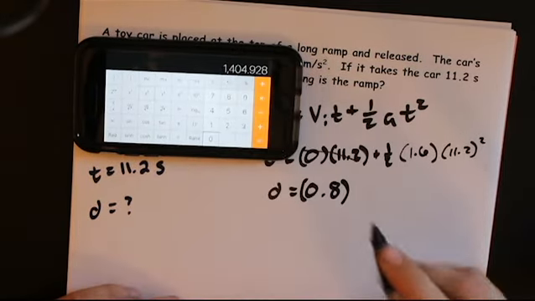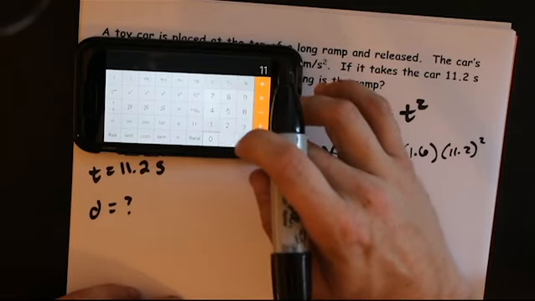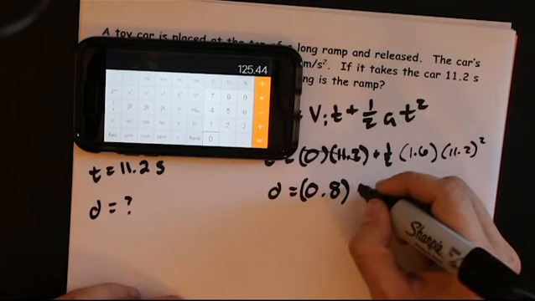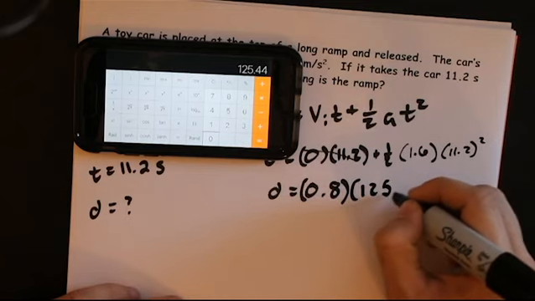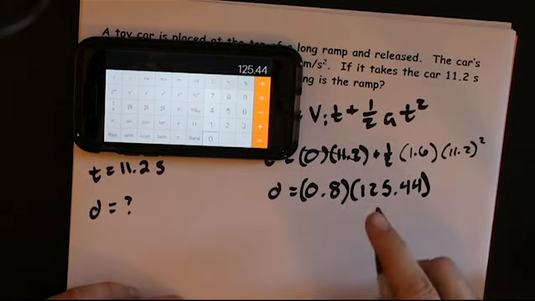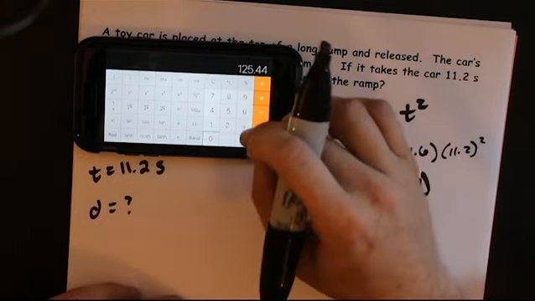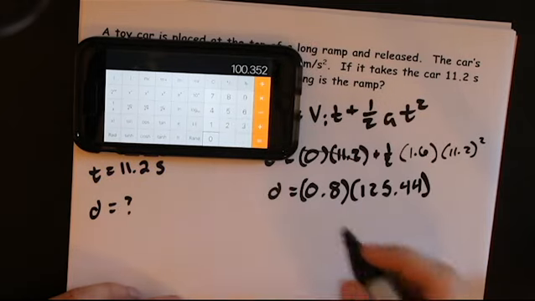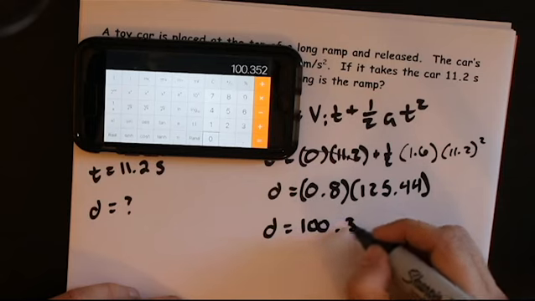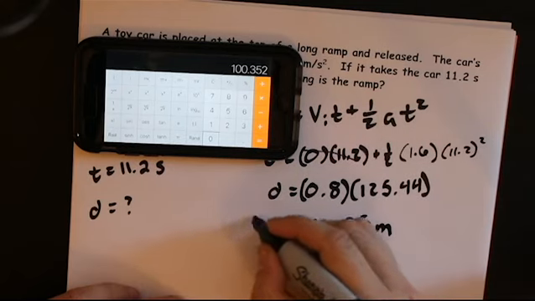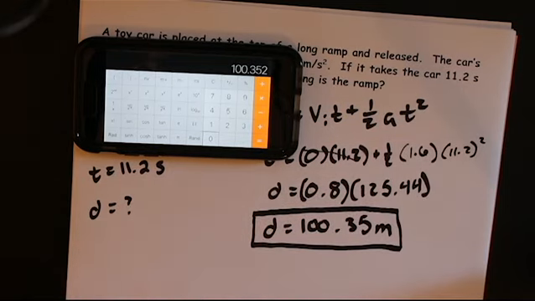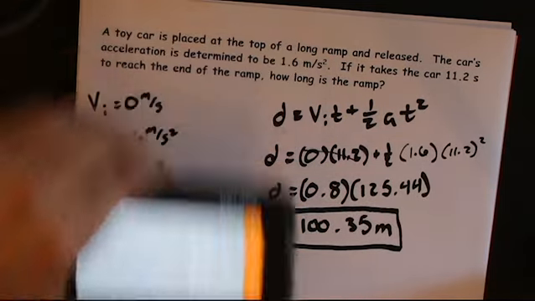11.2 squared, whoops, 11.2 squared. 125.44, and then multiply that by 0.8 times 0.8. We have a distance of 100.35 meters. Remember, always remember your units. So there we go. We have solved another kinematic equation.